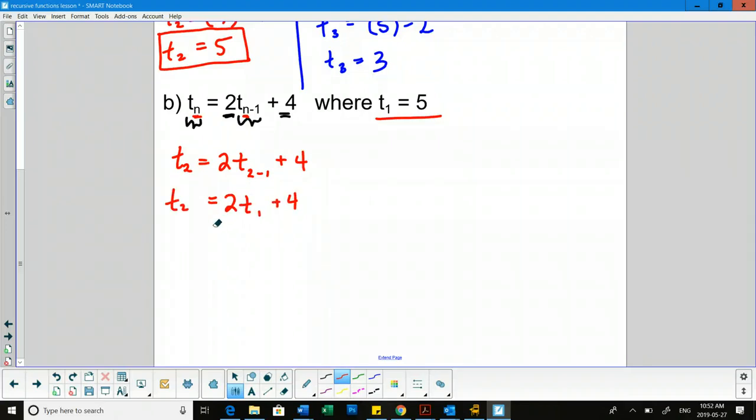And I know term 1 is equal to 5. So I can actually sub that into my formula. And then I get 10 plus 4, which gives me 14 for term 2.